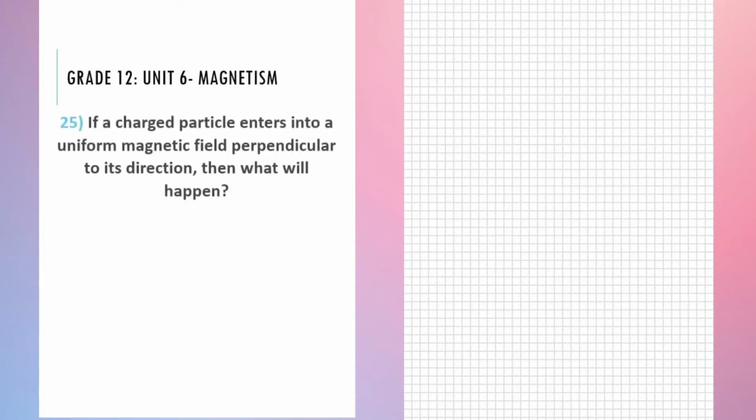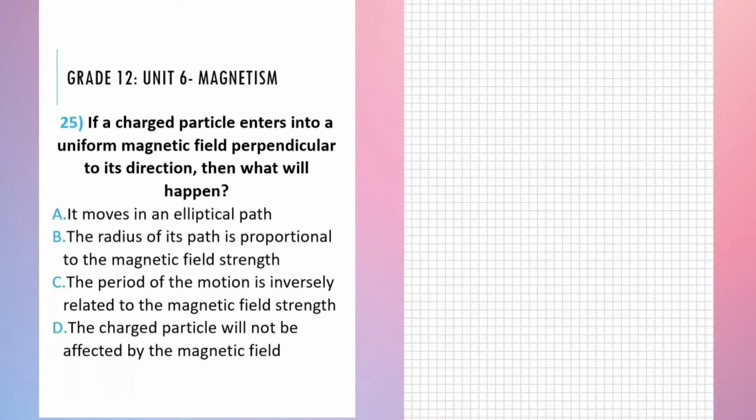Question number 25 states that if a charged particle enters into a uniform magnetic field perpendicular to its direction, then what will happen? The choices are: choice A, it moves in an elliptical path; choice B, the radius of its path is proportional to the magnetic field strength; choice C, the period of the motion is inversely related to the magnetic field strength; and choice D, the charged particle will not be affected by the magnetic field.